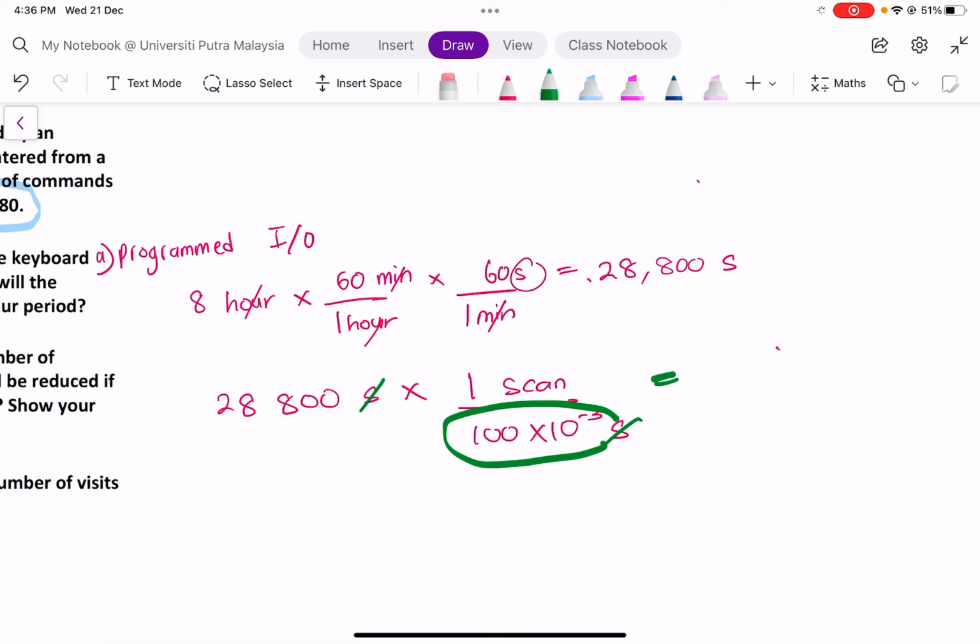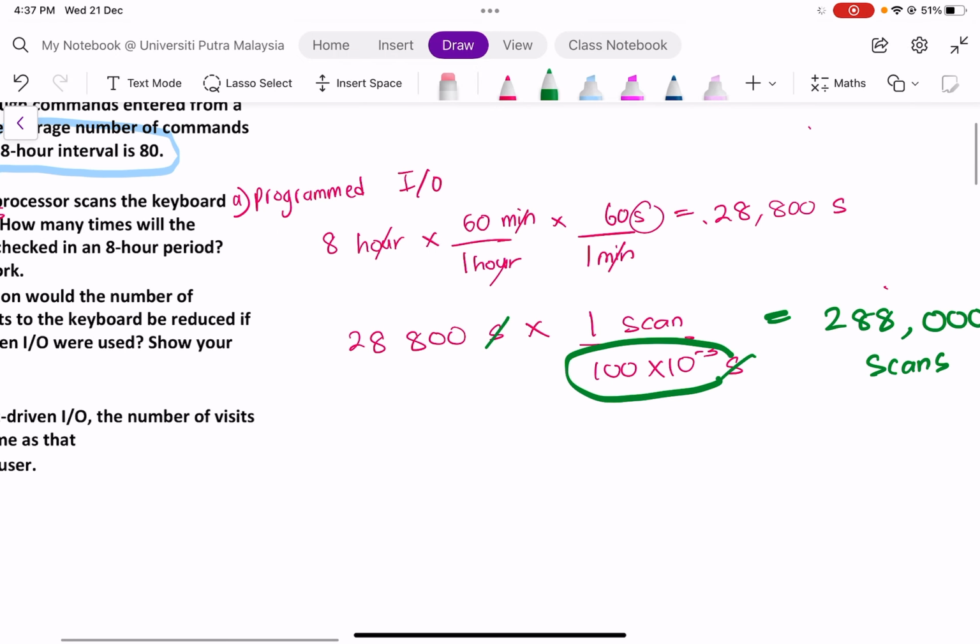So let's do that using the calculator. Divided by 100 times 10 to the minus 3. So my answer is 288,000. This is how many scans the programmed I/O will do within the 8-hour span. So that is your part A.